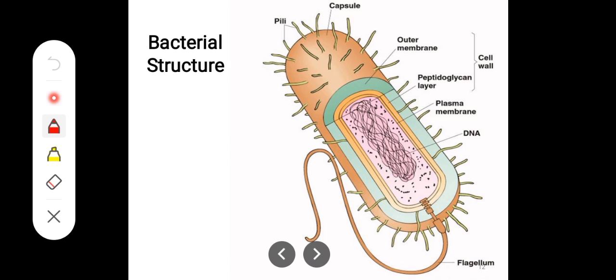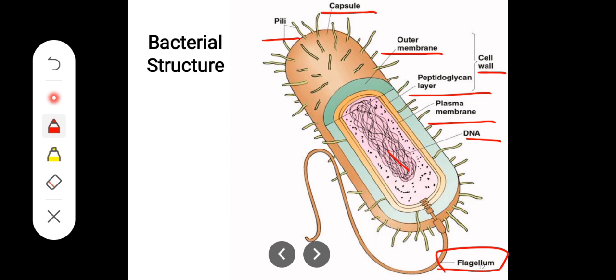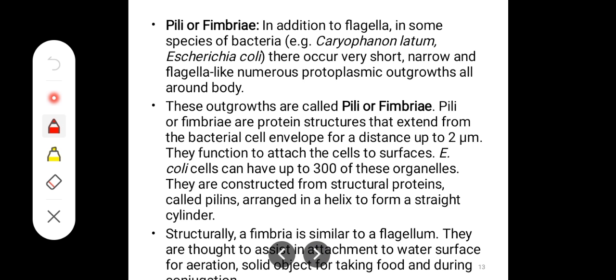So you can see the structure of bacteria: the pili, the capsule, the outer membrane, the cell wall, the glycocalyx layer, plasmid, and the DNA present in it. And one important part is the flagella. Bacteria have flagella. Then you can see the pili. Here is the example of Caulobacter circulans. You can take that example.